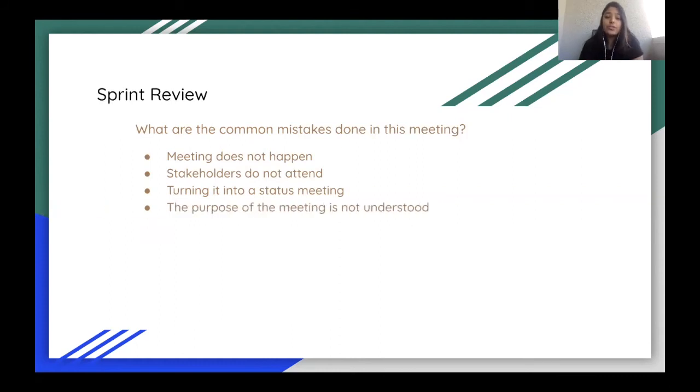Now, the purpose of this meeting is not understood a lot of times. One of the reasons it becomes a status meeting is because maybe your stakeholders don't really know what to expect out of this meeting, or your dev team doesn't really know why you are having this meeting. So they kind of get into this tangent of giving a status. Okay, so I worked on 4 tickets this time and this is what I completed.